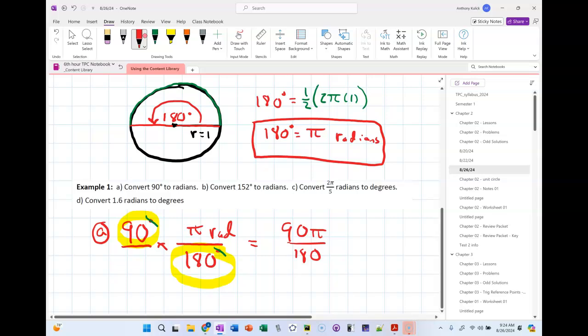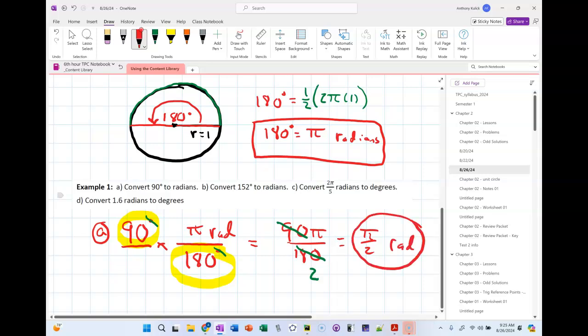radians. But what do you notice about 90 pi over 180? What do you notice about that fraction? Maybe just the 90 over 180 part. It can simplify. Yeah, we can reduce that fraction. What does 90 over 180 reduce to? 1/2. So this can just reduce to pi over 2 radians.